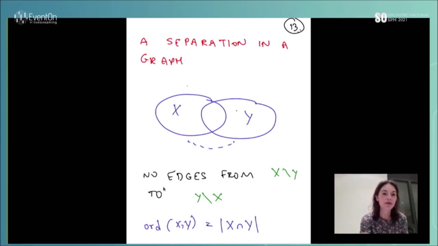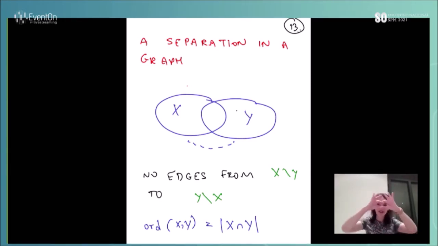So okay, let's start from the beginning. A separation in a graph is just two subsets of vertices, X and Y, so that there are no edges from X delete Y to Y delete X, right? So all the edges between these two sets have an end in the intersection. That's a separation. And the order of the separation is the size of the intersection, right?